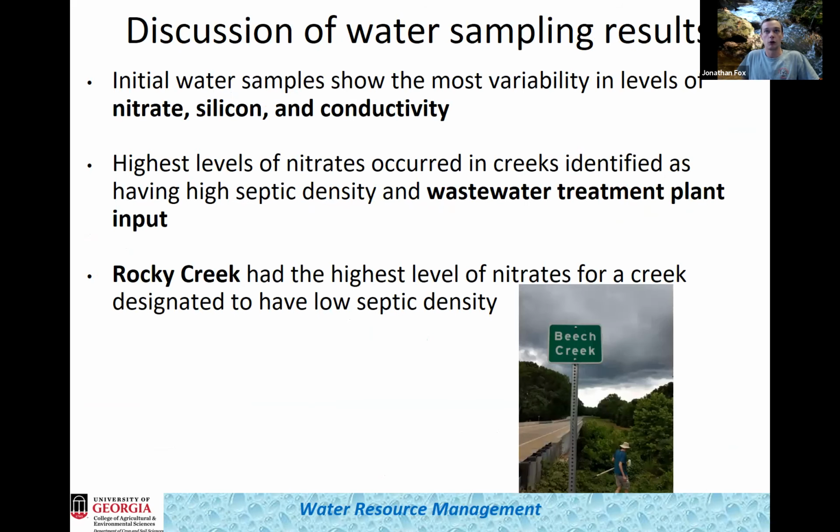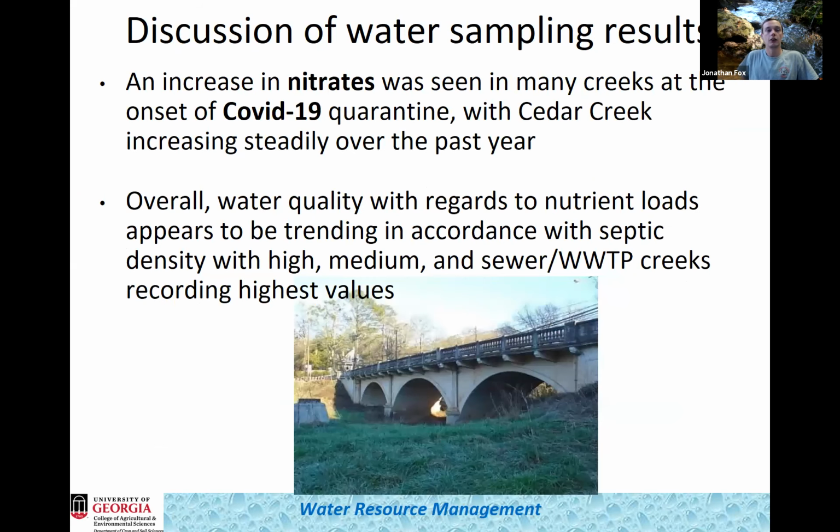And like I said, the reason we chose those is because they showed the most variability when I did the water testing. The highest levels of the nitrates actually occurred in the high septic tank density and the wastewater treatment plant creeks, like Cedar Creek. Now, Rocky Creek was one of our low septic tank density creeks, but it had the highest level of nitrates for a creek that was supposed to be pretty clean, and that one really surprised us. In addition, these increases in nitrates were seen at all the creeks during the onset of the COVID-19 quarantine as more people started to use the restroom at home instead of at work or at school. So it saw a lot more additional input during those first few months.